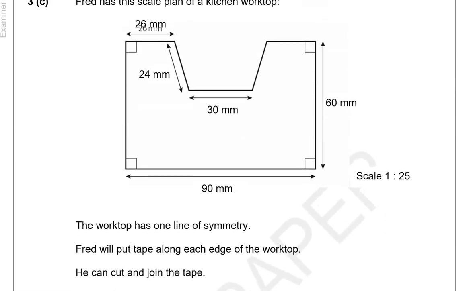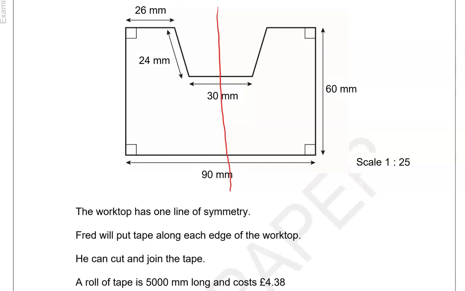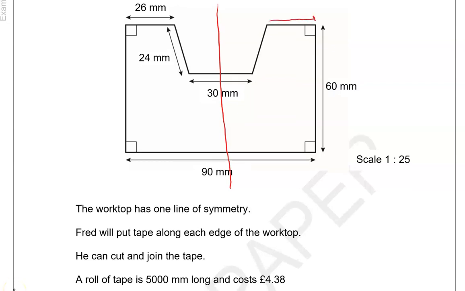So as this has one line of symmetry, it's going to look like this. So one side is the same as the other side. So we've got same dimensions both sides, in other words. So this length here will be 26 millimeters, just like this one, and this one here will be 24 millimeters, just like this one. And of course this will be 60 millimeters. So Fred will put tape along each edge of the worktop. So we can add all of these together now.